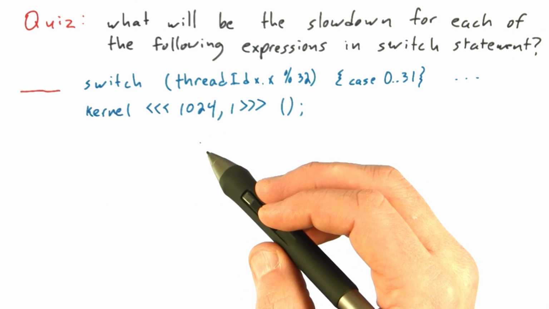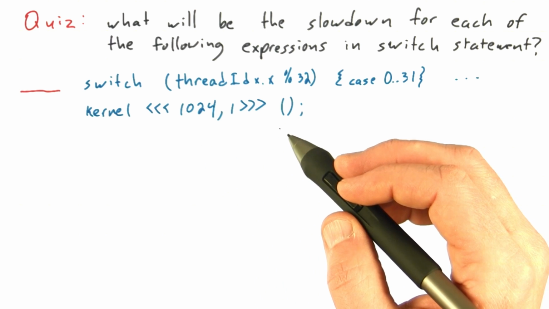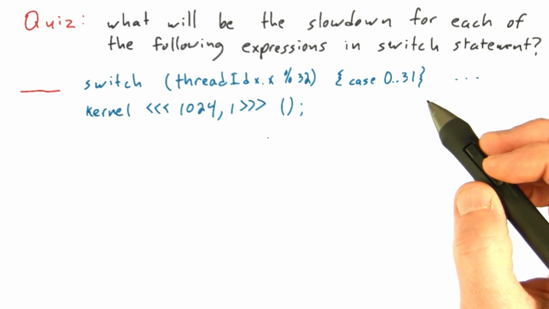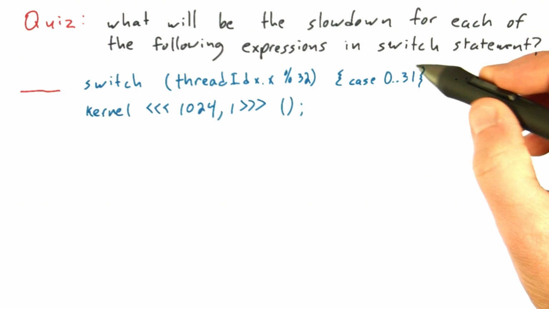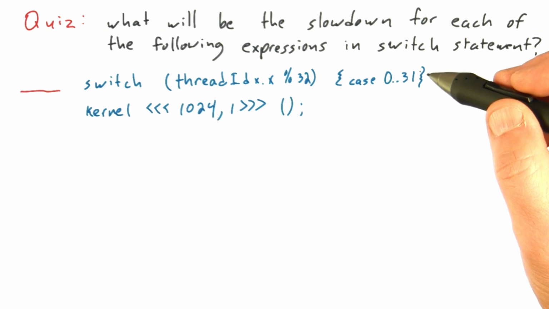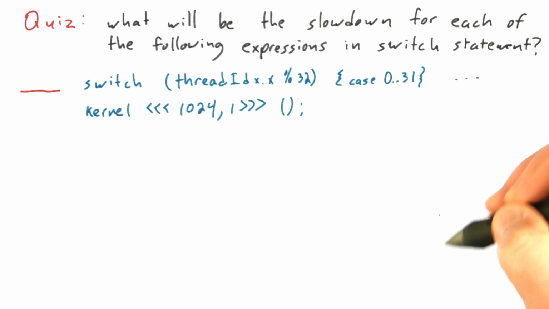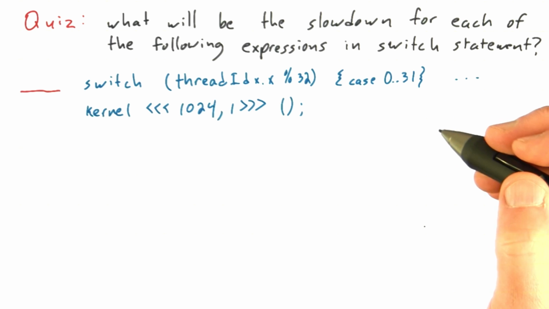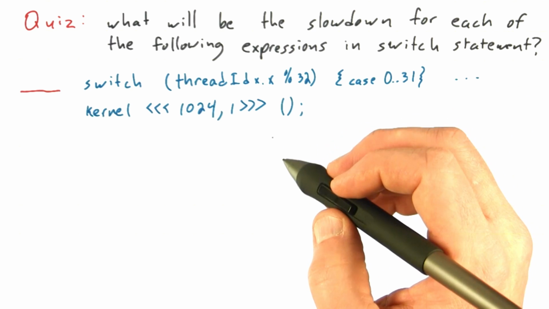And so the question that I'm asking you is, what is the slowdown? Is it 1x, meaning no slowdown at all? Is it 32x, meaning that, assuming all these cases take the same amount of time, it's going to run 32 times slower through this section of the code due to branch divergence? I'll give you a series of these using this shorthand notation, and I want you to think about what is the slowdown that you're going to get due to the thread divergence, the different threads in a warp.